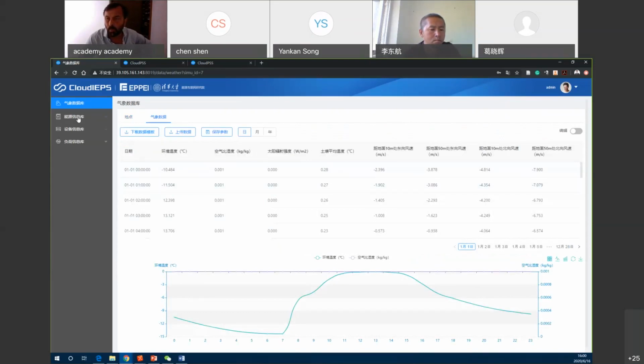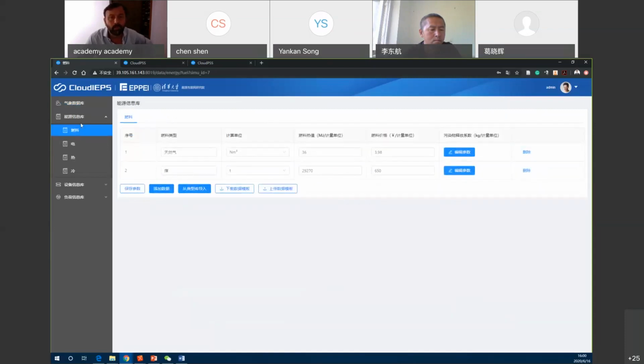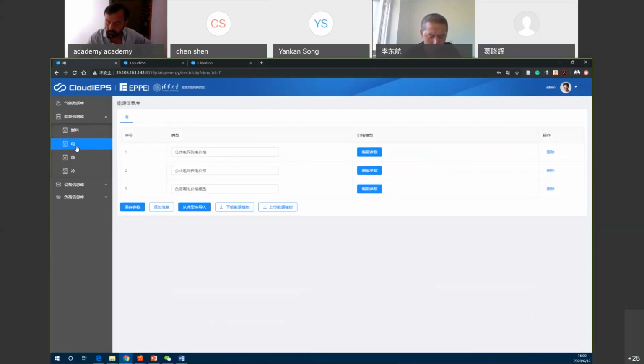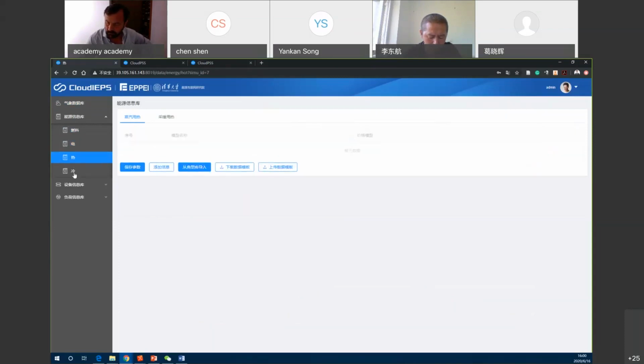And the second library is the energy information, which we can import: the energy price data, such as the fuel data, the gas data, and the gas price, the fuel price, and the electricity price, heat price, and the cold price. And the third library is the device. We can input the device data.